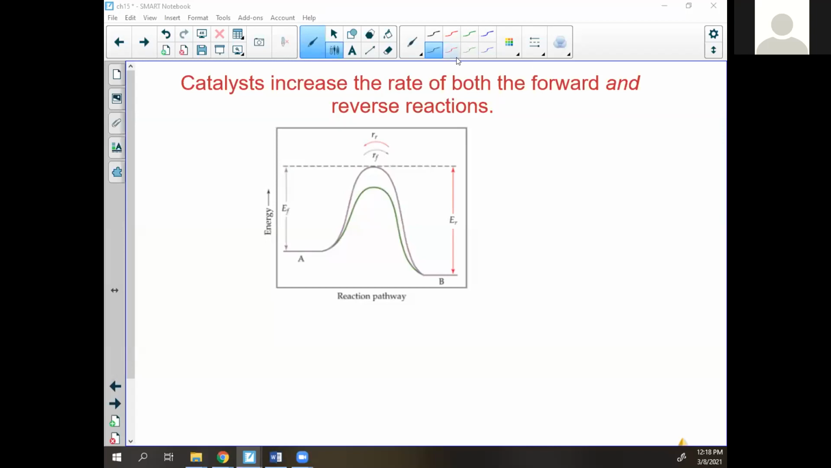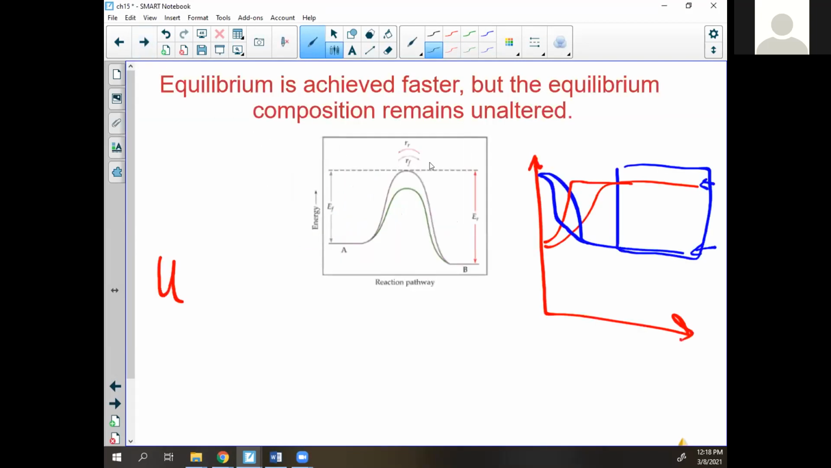A catalyst increases the rate of both the forward and reverse reactions. All right, the rate is increased for both. When we talk about equilibrium, we're talking about forward and reverse. So equilibrium is achieved faster, but the equilibrium composition remains unaltered. What this is saying is if you have a catalyst, they will cross earlier and go flat earlier, but they will still be flat at the same spot. So it's important to know that a catalyst does not have an effect on the equilibrium expression.